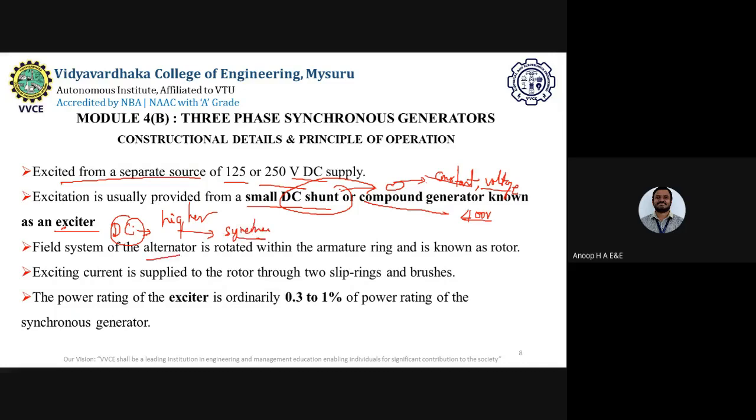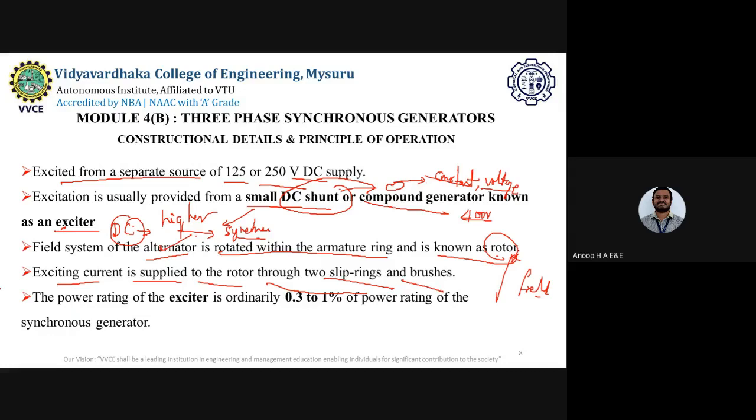Now the field winding of the alternator is rotated with the armature ring, and it is known as the rotor. This rotor houses the field winding of the alternator. It is supplied from the DC shunt or the compound generator. So now I have the exciting current, or I can call it the field current of the rotor, which is fed through the two slip rings and the brushes of the machine.